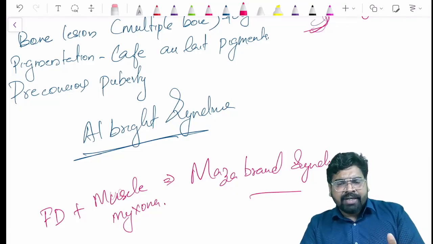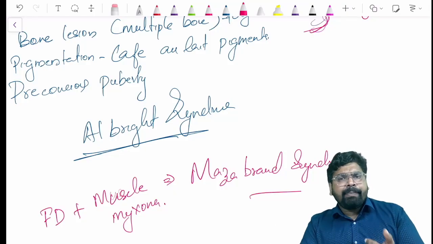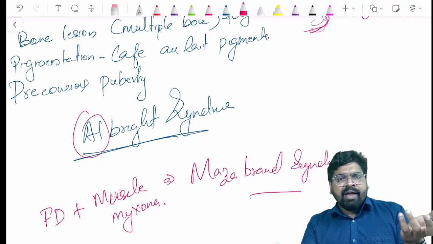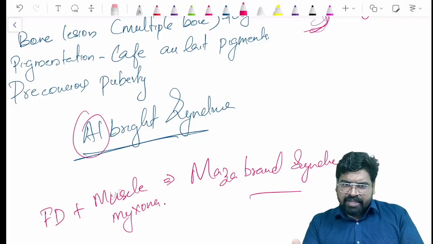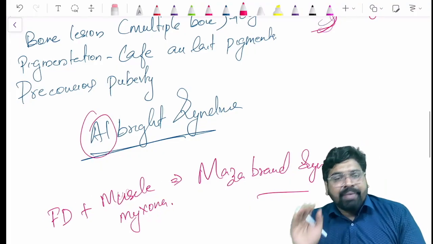When all the three are affected, osteoblasts affected, you have polyostotic fibrous dysplasia, you have café-au-lait pigmentation, you have precocious puberty, all the three affected, that is Albright. And if two are affected, Jaffe-Lichtenstein, and if the muscle myxomas are also there, we call it Mazabot syndrome. I hope this is clear to you, the fibrous dysplasia.